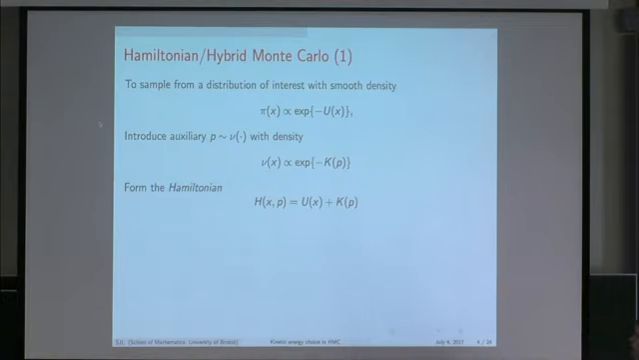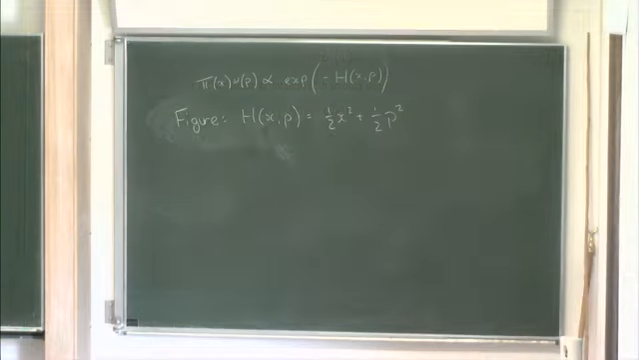And in a statistical framework, why that's interesting is because I can write the joint density of x and p as the exponential of minus this Hamiltonian. So if I'm conserving H, I'm also conserving this joint distribution. So it might be a good mechanism for drawing samples from that distribution. So that's the idea.